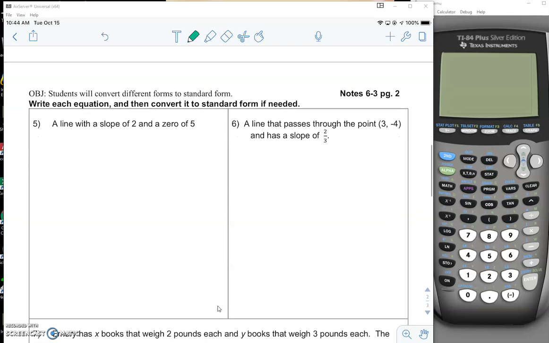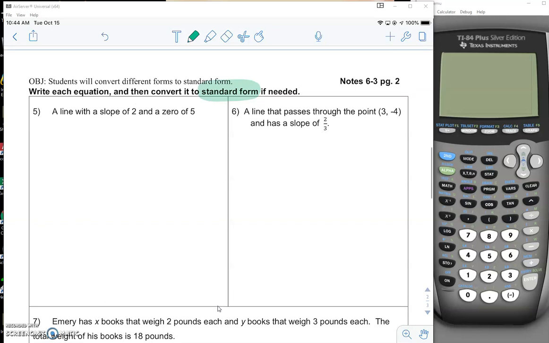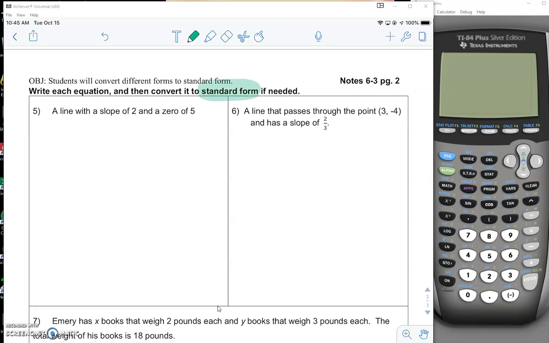Moving to the back. Numbers 5 and 6 say write each equation and then convert it to standard form if needed. So if it's not already in standard form, we are going to standard form. On each of these, we will need to think about what type of information we are given and therefore where we need to start. Number 5 says a line with a slope of 2, so it gives us m, and a 0 of 5. Remember that a 0 means an x-intercept. So this is the ordered pair 5, 0.